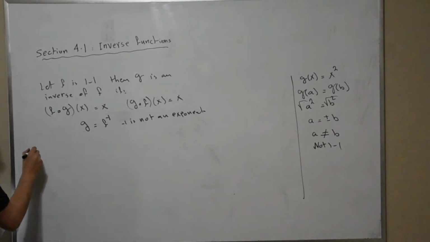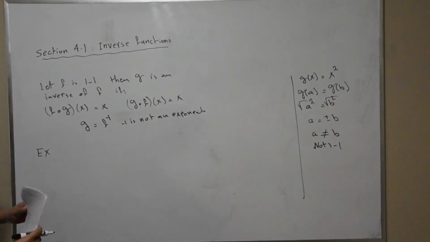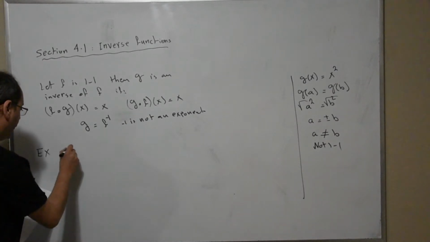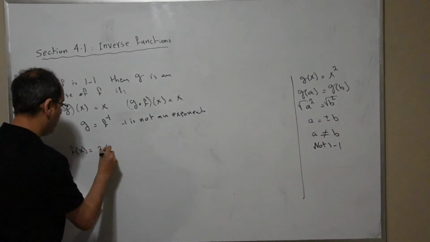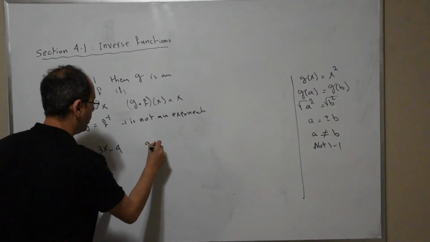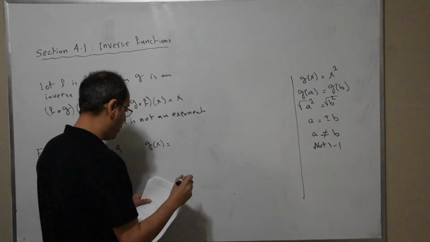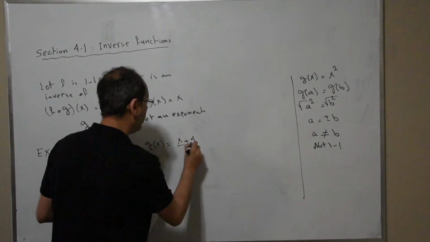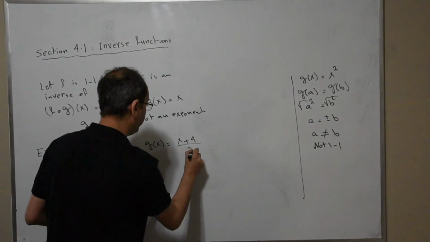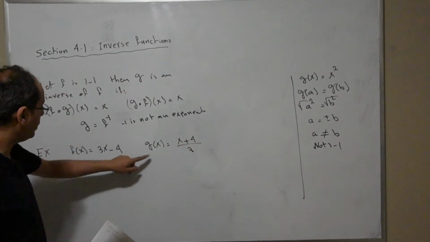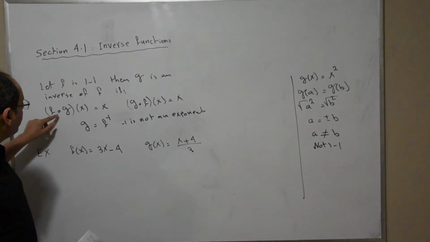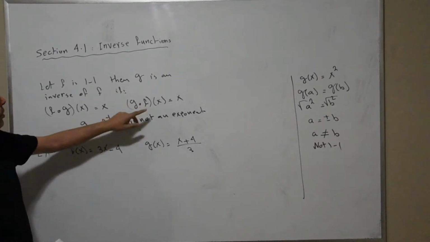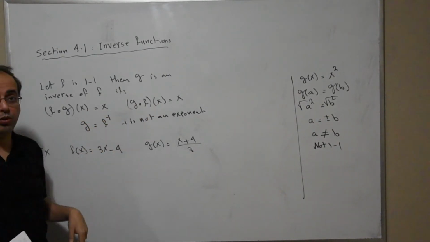Okay, let's get an example and test whether g is the inverse of f. So I have f of x equals 3x minus 4, and g of x is x plus 4 over 3. Now, in order to test that g is the inverse of f, I test f compound g and g compound f. And I must get x on both sides.